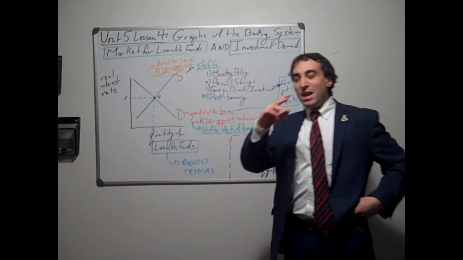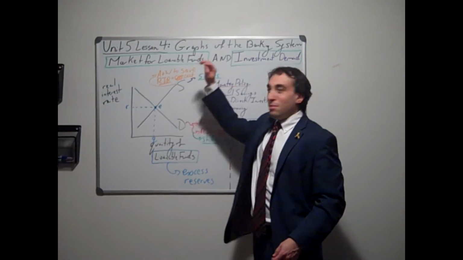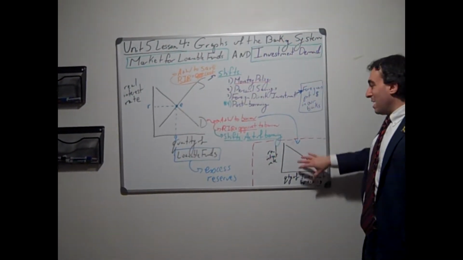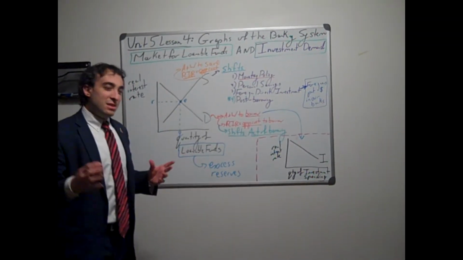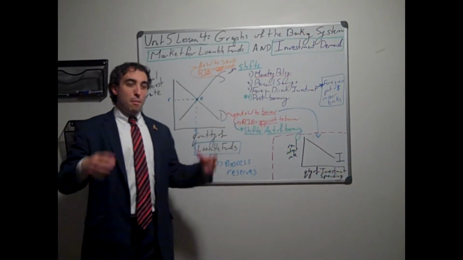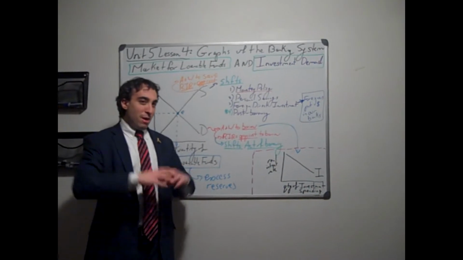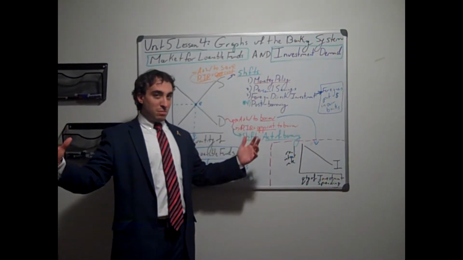Let's take a look at our second and third graphs of the banking system, the market for loanable funds graph and the investment demand graph. These are the inner workings of the more macro level money market graph. And the money market graph is showing the wide-ranging effects on the banking system and the money supply.